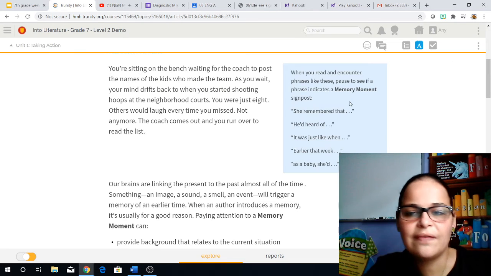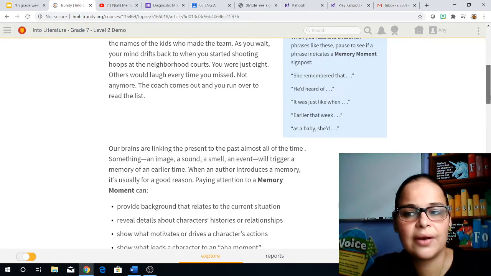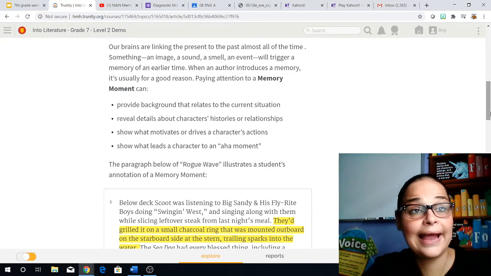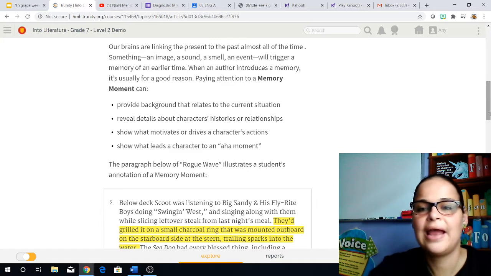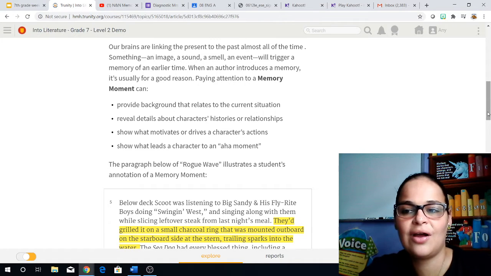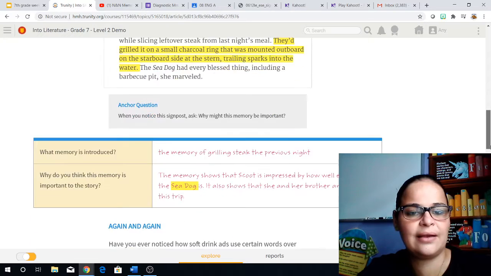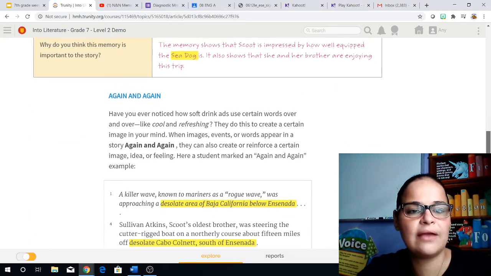Okay, so you can see that a memory moment is key when it comes to a story, and you get that idea of a flashback, right? It's when we start thinking back and we get these flashes or images of that memory. So that's what a flashback is. Okay, moving on to the next one.